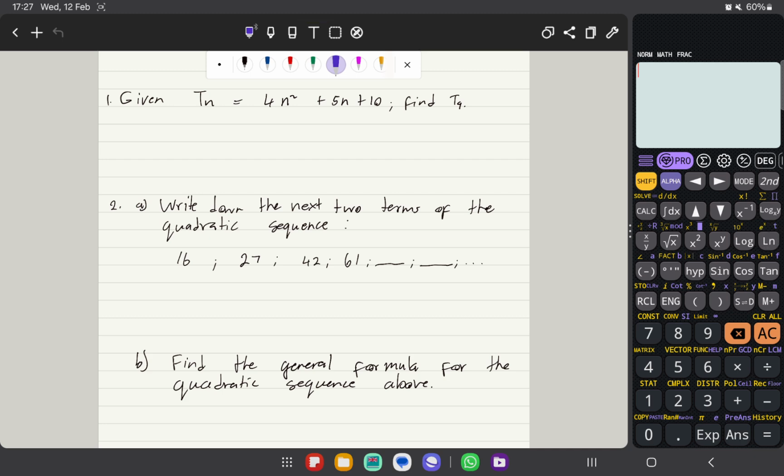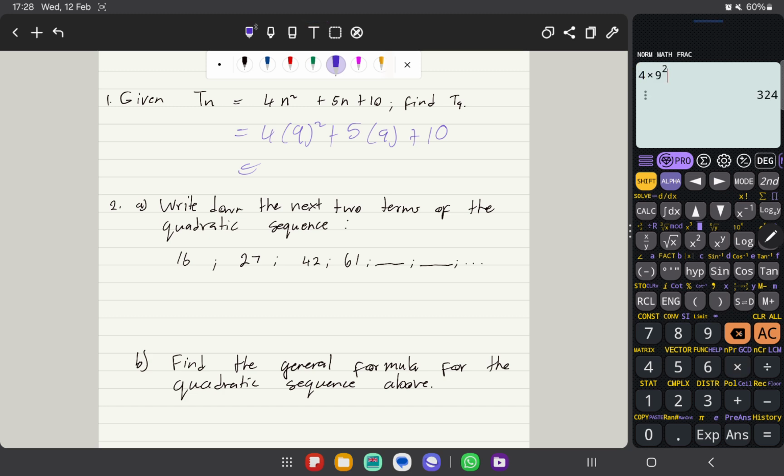So here they say, given Tn, let us try to find T9. That one is very easy. You just come here, 4 into what? 9 squared plus 5 into 9 plus 10. What does that give you? Go straight to your calculator.